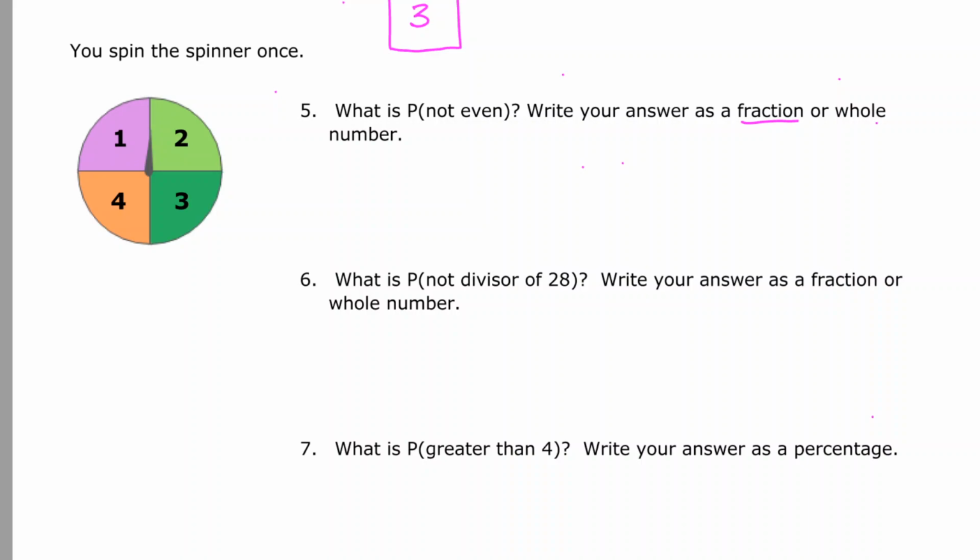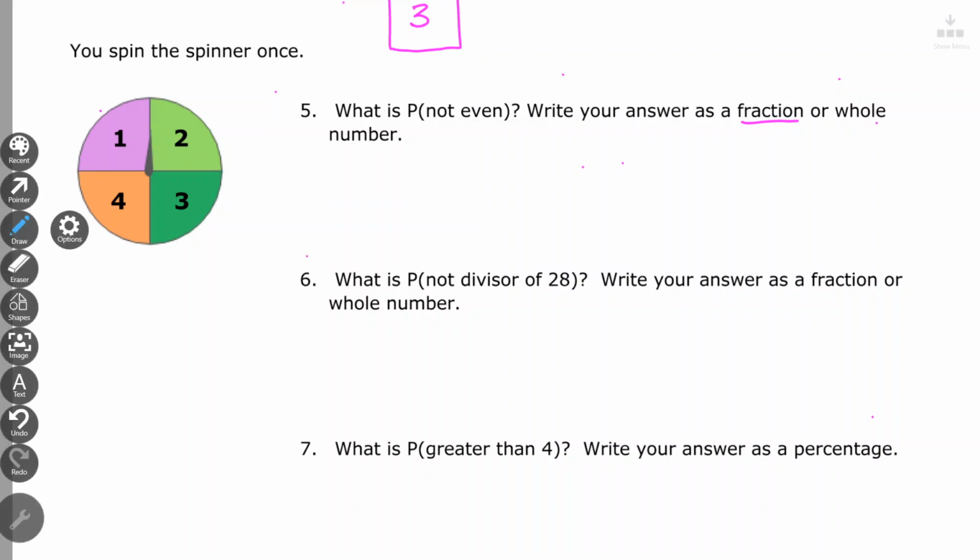All right, so let's look at all the numbers. The number 1, it's an odd number. The number 2 is an even number because it's divisible by 2. The number 3 is an odd number. The number 4 is an even number. Okay, remember if it says not, we want to go with what is even.